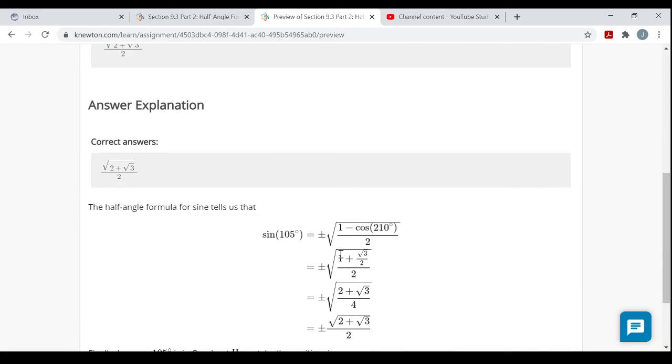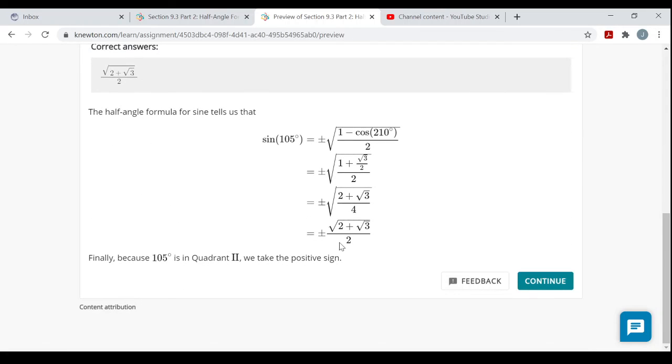Again, they go through the same thing I showed you. And again, you choose the plus or minus. It's like, oh, hey, 105 degrees, that's in quadrant 2. The sine of a quadrant 2 angle is positive, so I got to take the positive sign. I personally like to choose the sign first. They wait until the end to choose the sign, but whatever. You end up with the same thing either way.